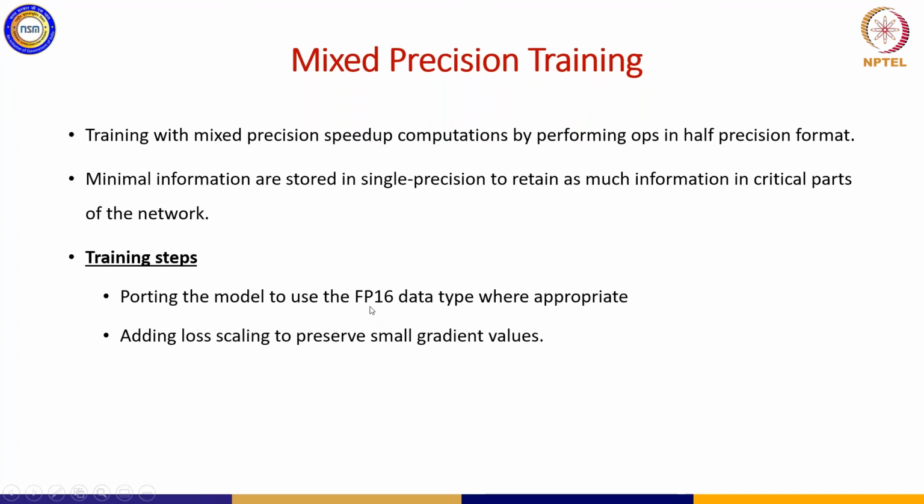The only place you will not use FP16 is if your model is, maybe, dealing with multi-class classification where you might want to use the softmax activation function. For the softmax activation function, you have to use FP32 there. The other parts, you will be able to use FP16. And the second step is that you need to add loss scaling to preserve small gradients.